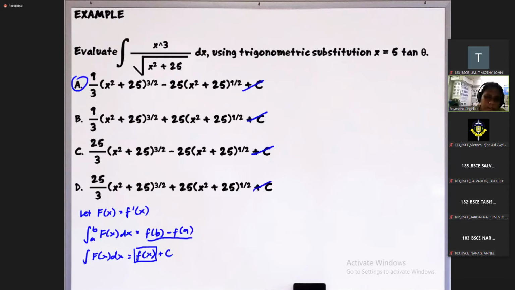Okay, nakuha ba? So tapos papalitan lang natin yung x ng b, kung ano man yung gagamitin natin dito. Tapos ng a, kung ano man yung gagamitin natin dito, then we just subtract. Okay? So we just need to make sure na continuous yung function natin dun sa gagamitin nating value. Okay? Okay ba? So kaya dito, pwede tayo mag-set ng limit of integration.